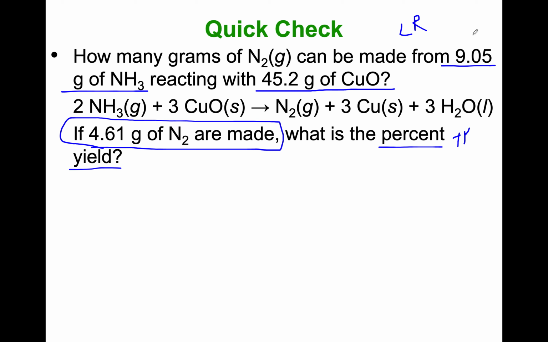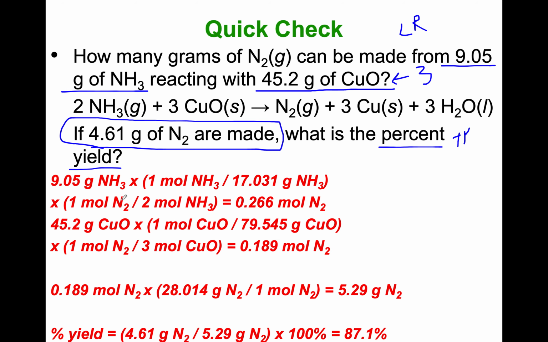As you look at this, remember we have 3 methods to do this. So I'm just going to present one here, grams of ammonia to moles of nitrogen, and this, grams of copper 2 oxide to moles of nitrogen. You can see I'm comparing the product now, nitrogen, and the lesser number, 0.189, is what's going to form, or is what's going to be the theoretical yield of what could form. So that's 5.29 grams.